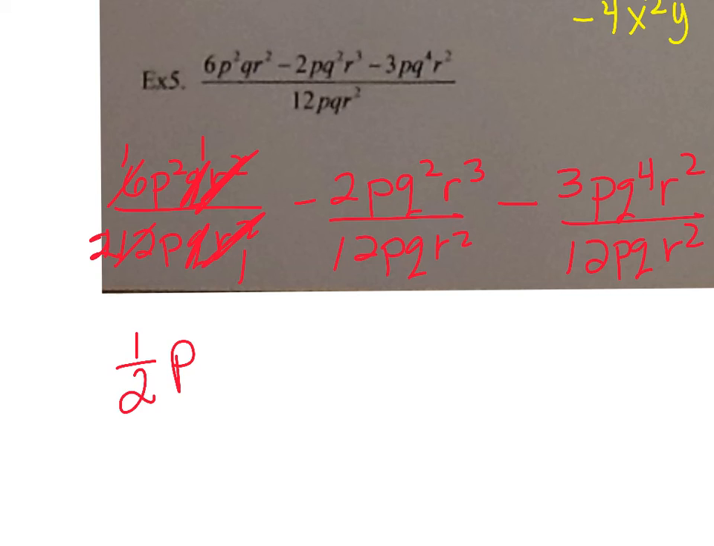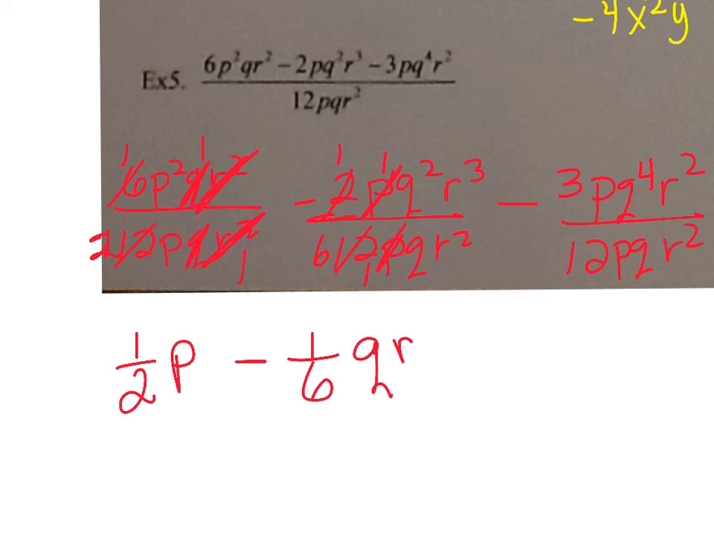All right, so let's go to the middle now. We have here negative 2 divided by 12. That's negative 1/6, right? 2 becomes 1, 12 becomes 6. That's negative 1/6. P divided by P is 1. Q to the second divided by Q would be Q to the first. And R to the third divided by R squared would be R.